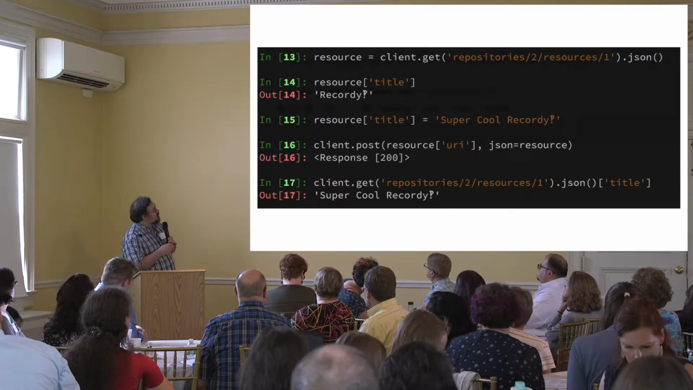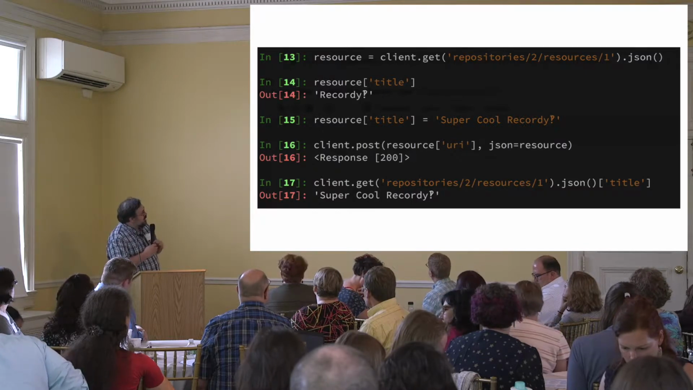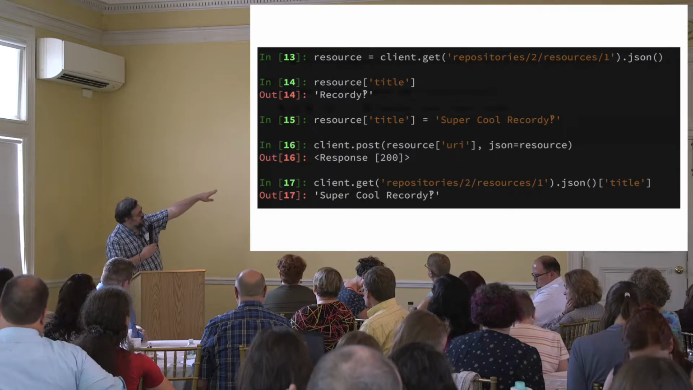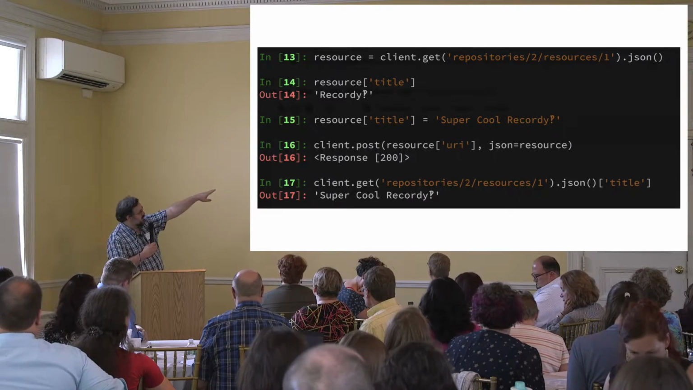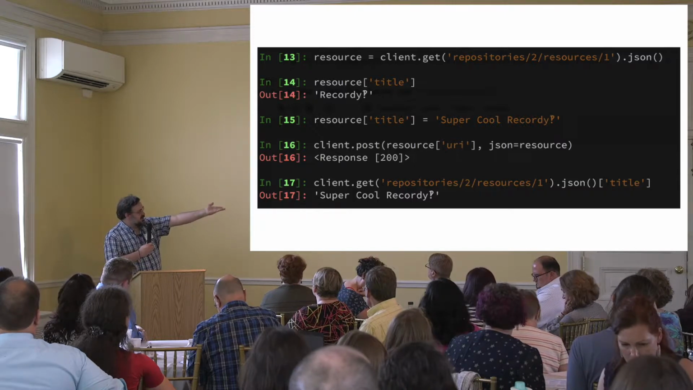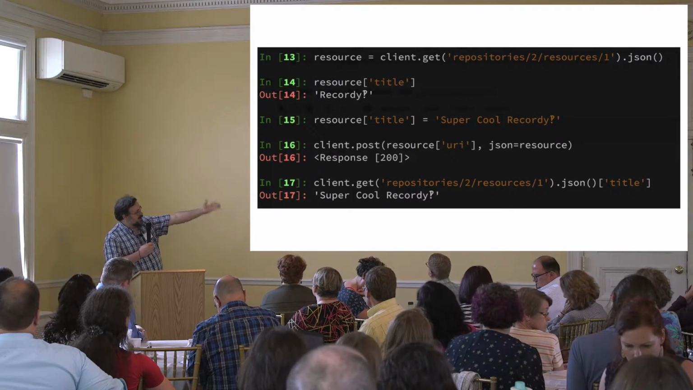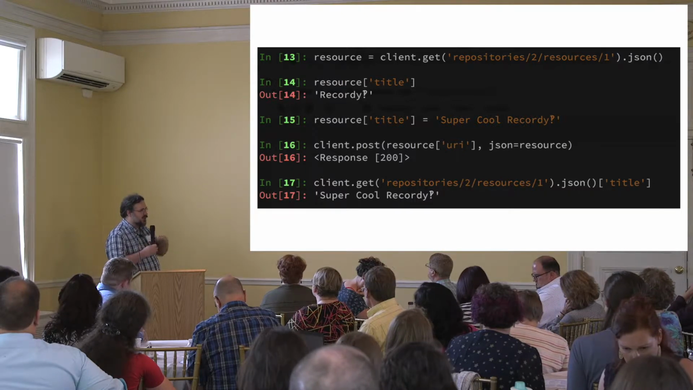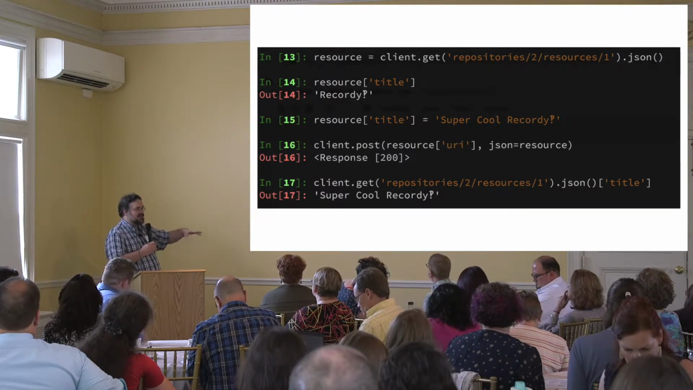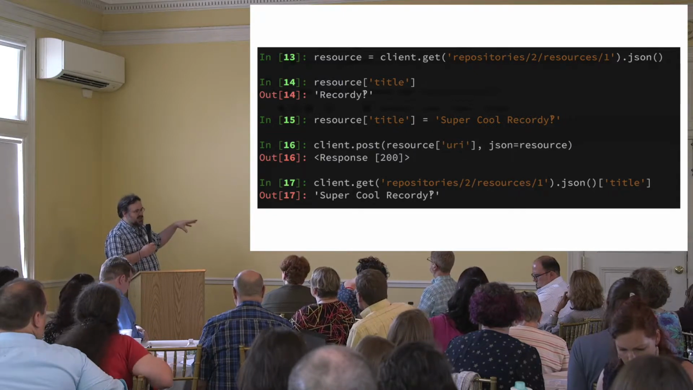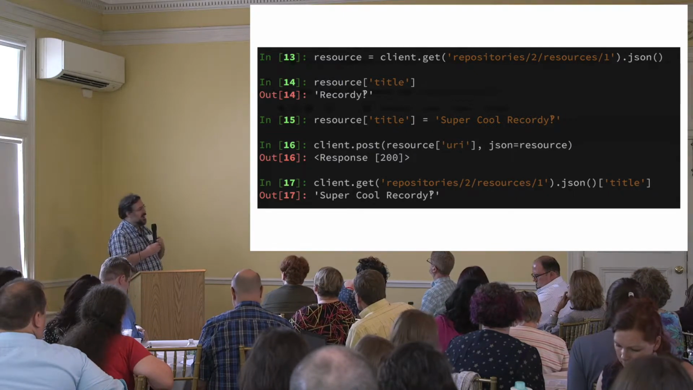So you can do not just reading with this, you can also get a resource, edit it in some way, and then post back that JSON, and you'll have altered your records. This is the central workflow of doing updates with the API. You get an object, alter the JSON that you get back, and then post it back to the API.